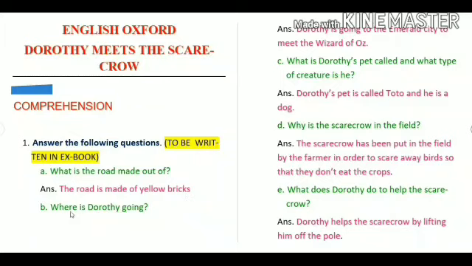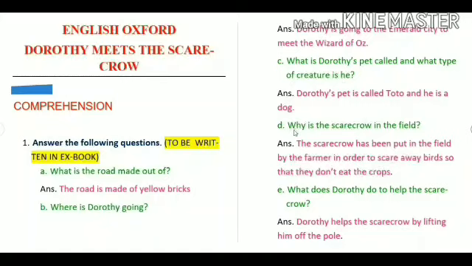Okay, number B, where is Dorothy going? So where was she going? She was going to the Emerald City to meet the Wizard of Oz so that he can send her back to her home. Alright, number C, what is Dorothy's pet called, and what type of creature is he? Dorothy's pet is called Toto, and he is a dog.